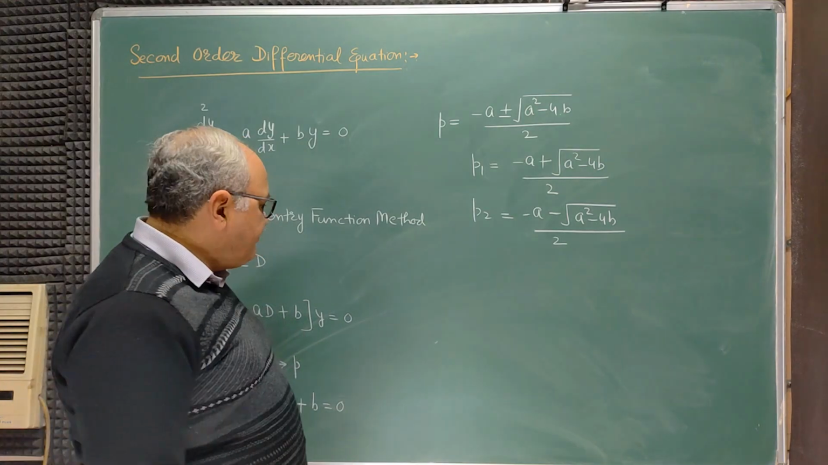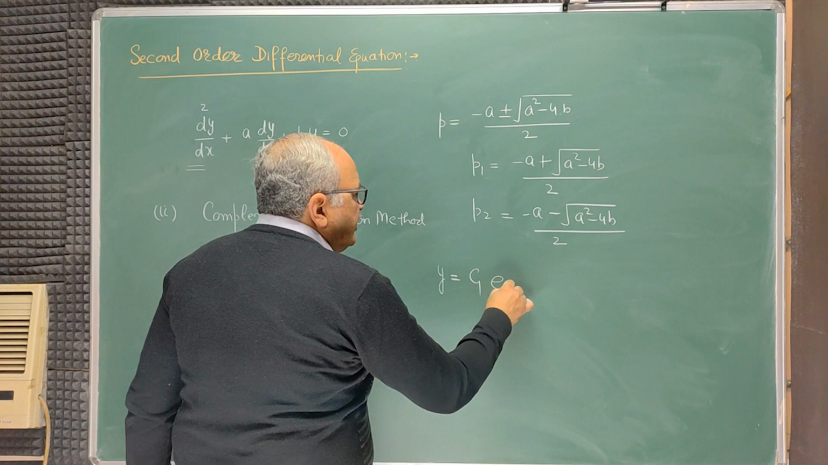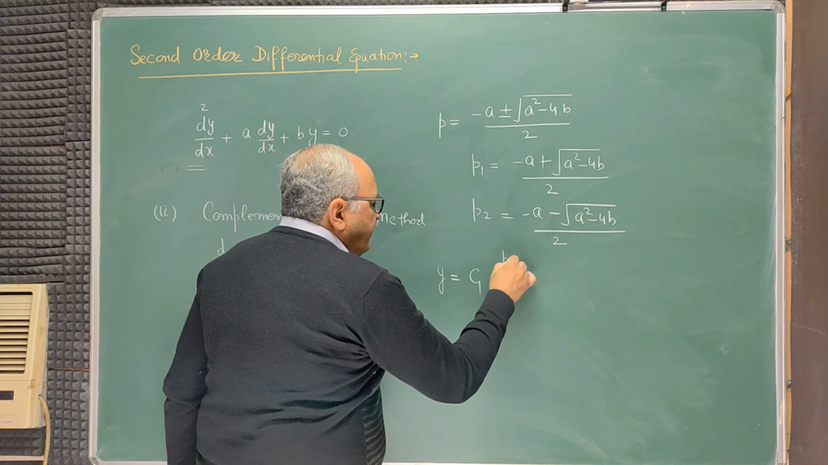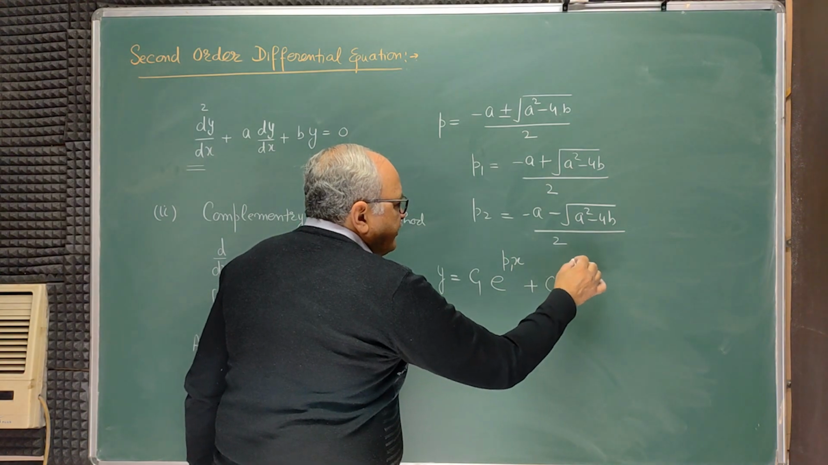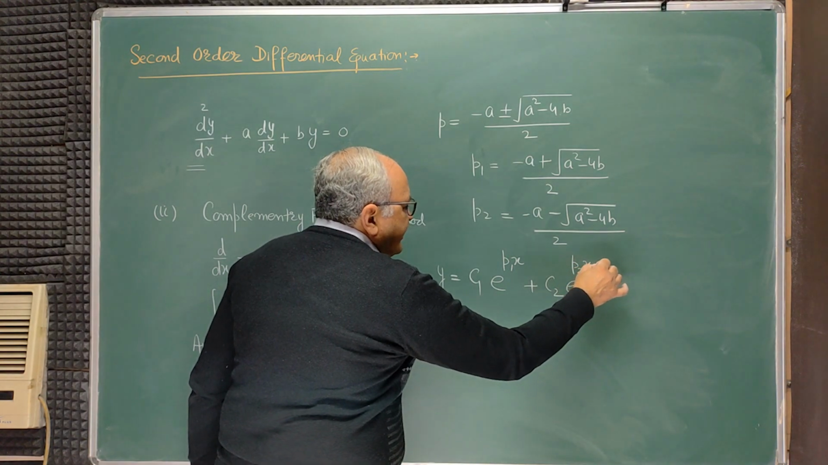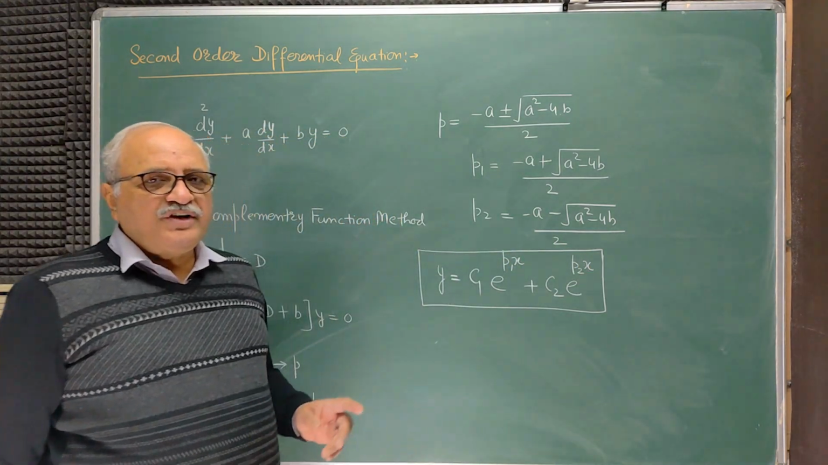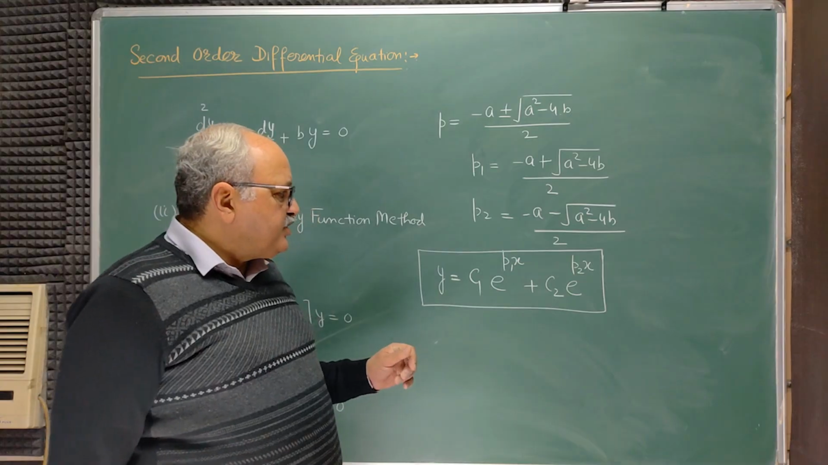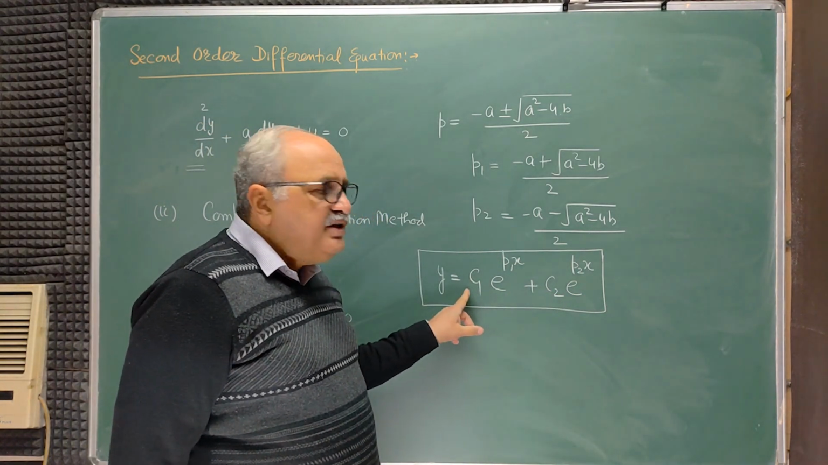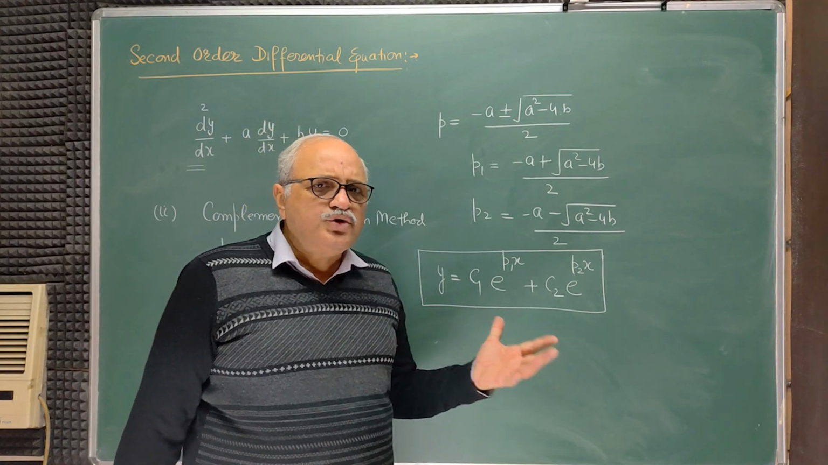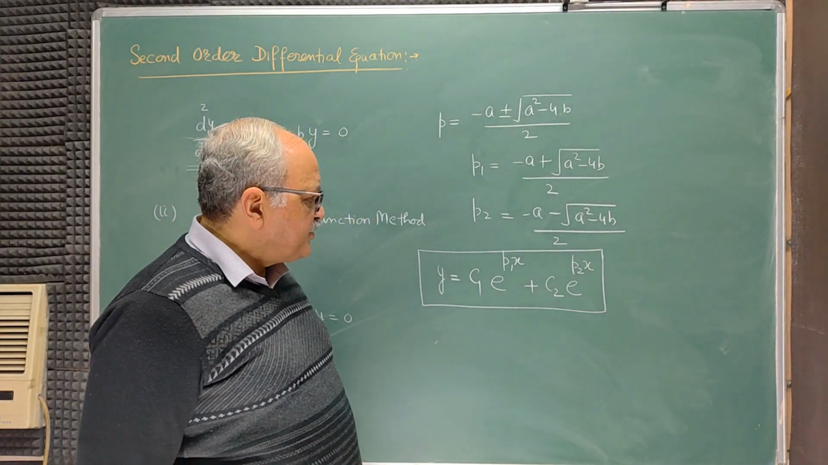My final answer will be y equals c1 e to the power p1 x plus c2 e to the power p2 x. So this is going to be the solution of the differential equation. In fact, this is a solution, this also is a solution, but we have taken the linear combination of these solutions. The general solution can be taken as the linear combination of all possible solutions for the differential equation.